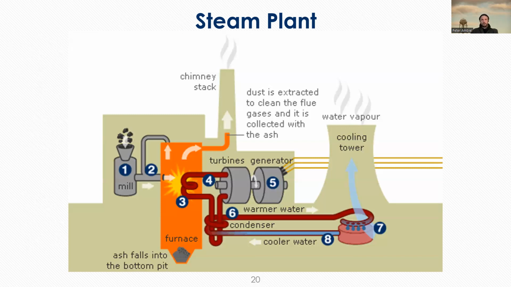You get solids typically falling down into the bottom pit. And then you have byproducts of your combustion, gaseous byproducts going out of the chimney stack. Okay, and so what you can see in parts 3, 4, 5 is the Carnot cycle being displayed within this diagram.